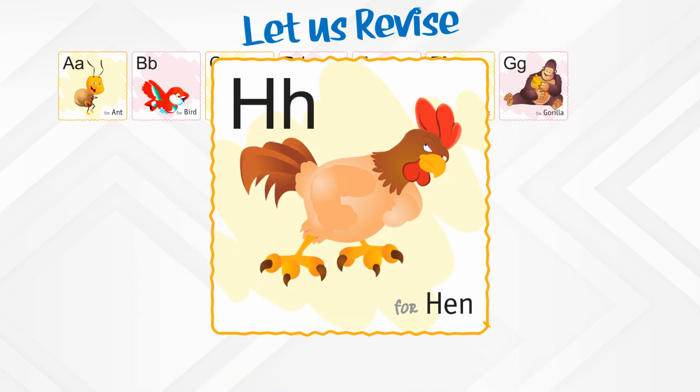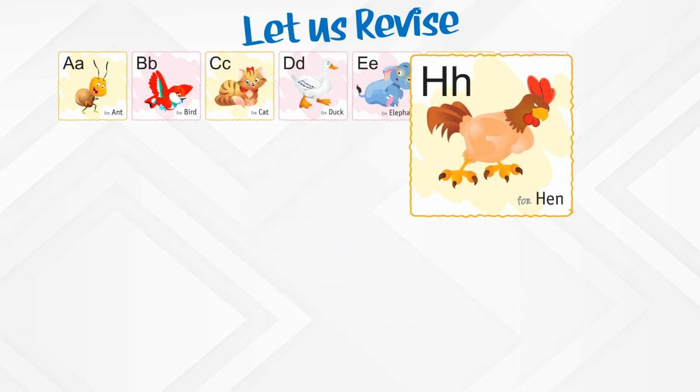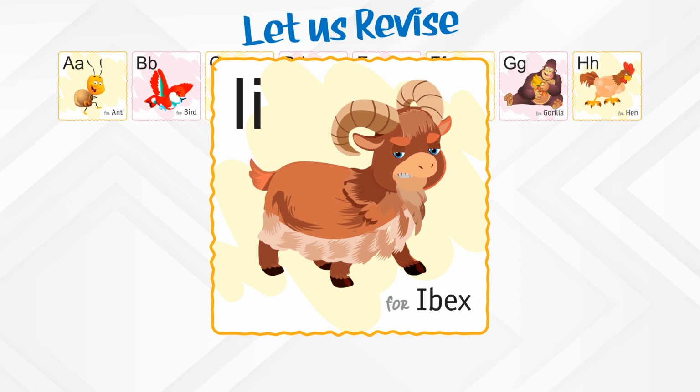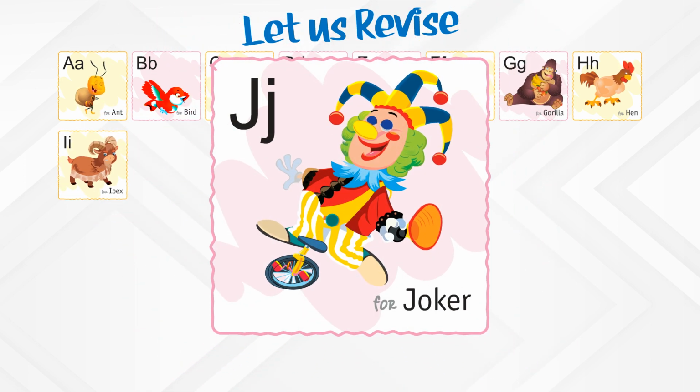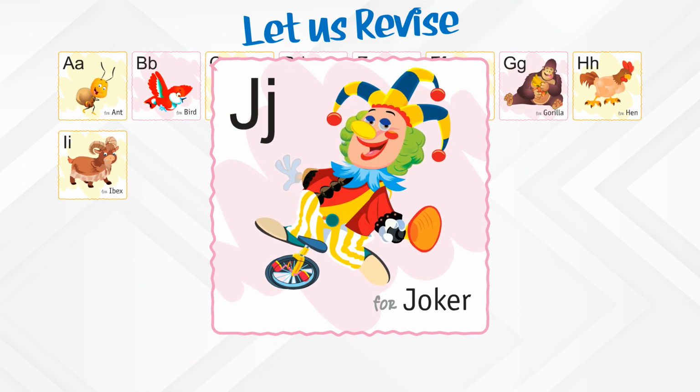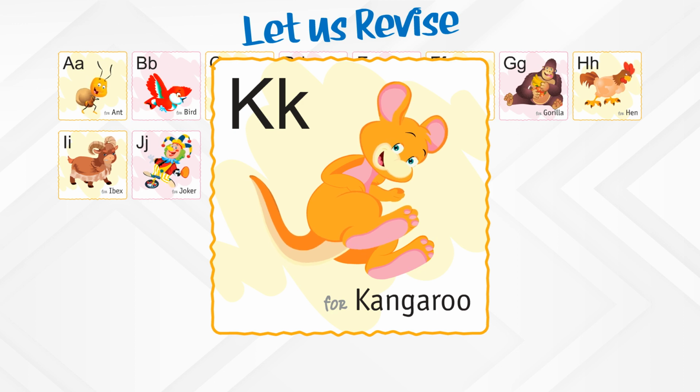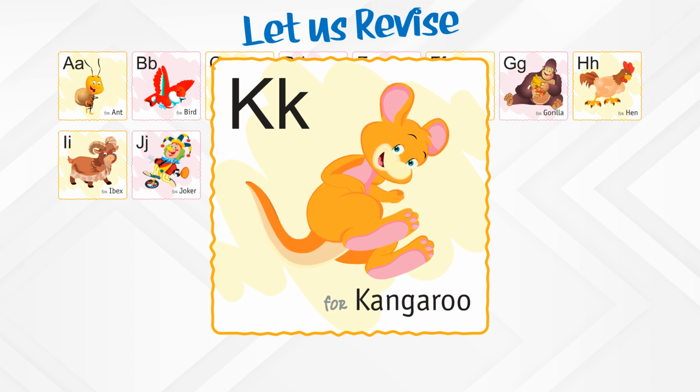Capital H, small h. H for hen. Capital I, small i. I for ibex. Capital J, small j. J for joker. Capital K, small k. K for kangaroo.